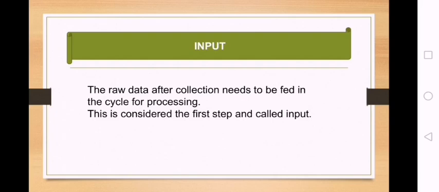Data exists all around us. We hear sounds through our ears and see objects with our eyes all the time. The input stage is the stage when data is fed into a processing system to be converted into information. This is considered the first step and called input.